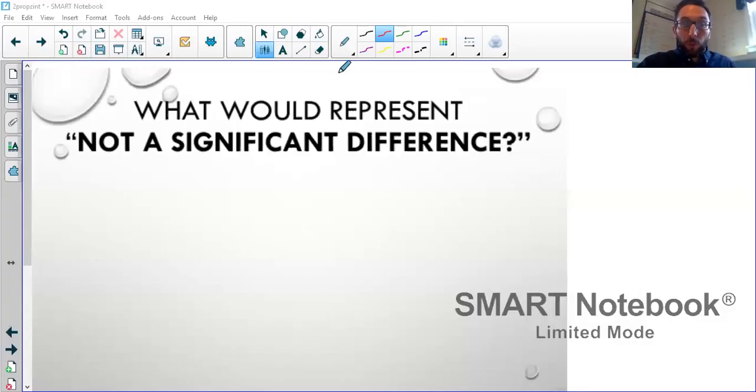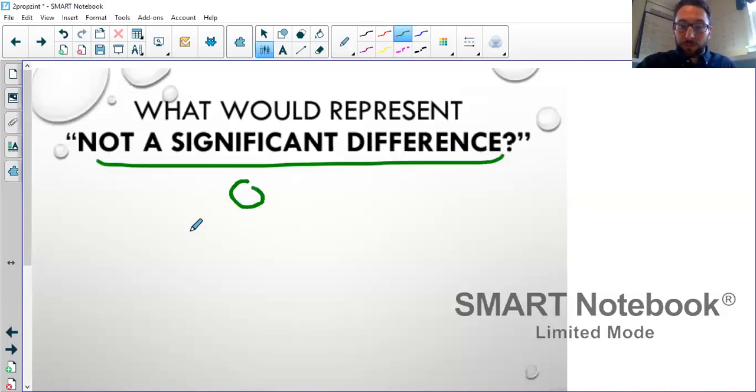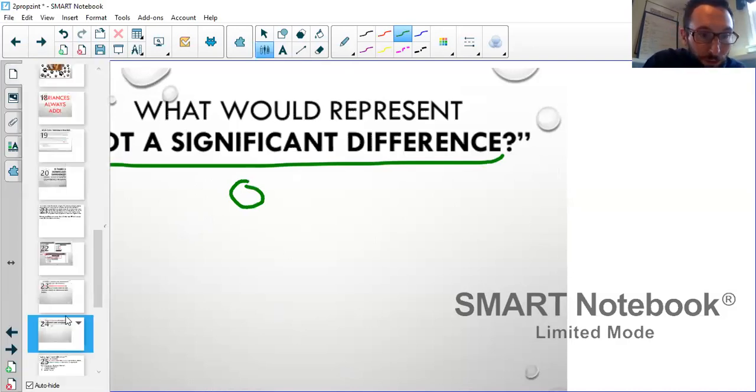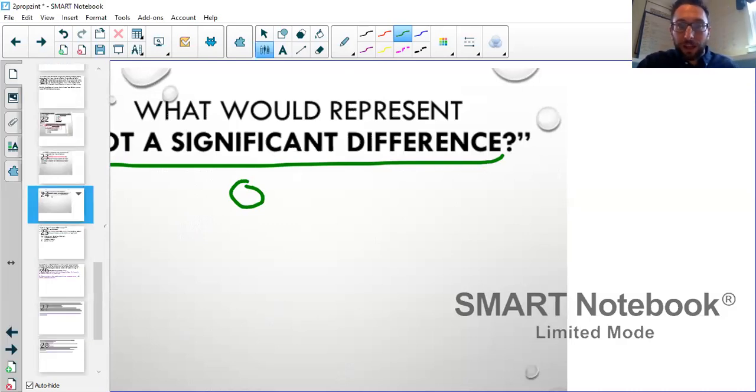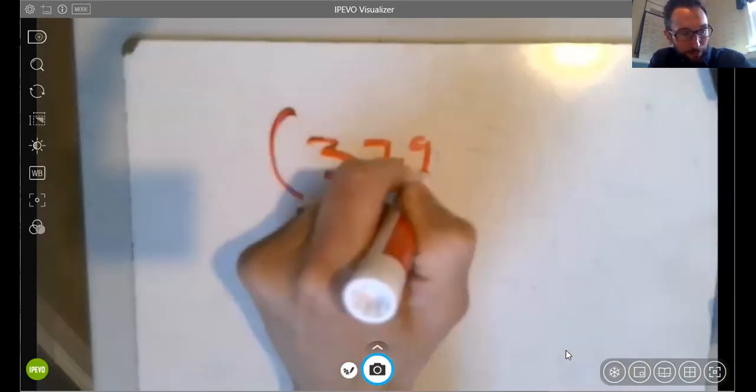Let's hop back over here. So what would represent there's not a significant difference? 0. So for our interval, hold on one second. Hold on, wait for it. So I lied. I'm not going in here because I can't write with the mouse. That's ridiculous. So in our interval, whiteboard. Our interval came out to be 3.7%, 18.1%.